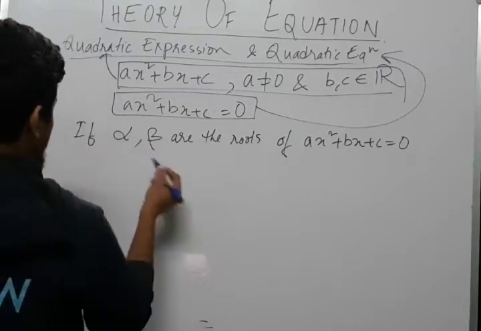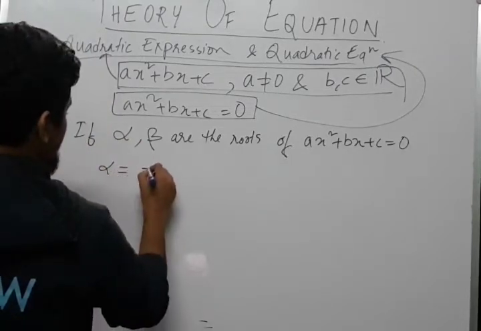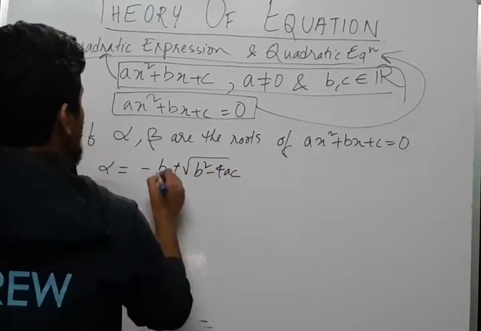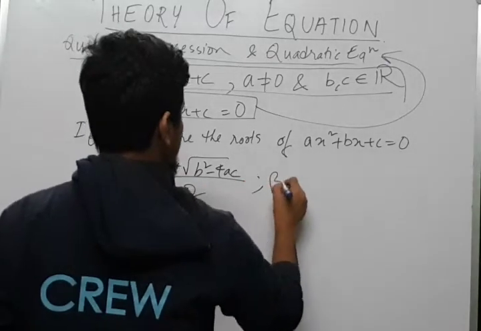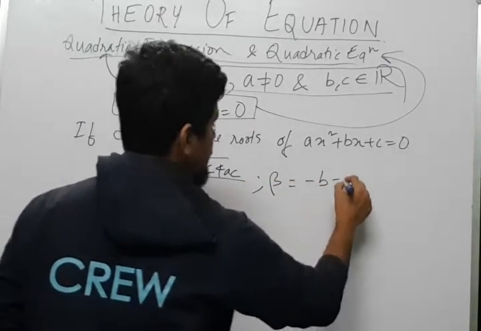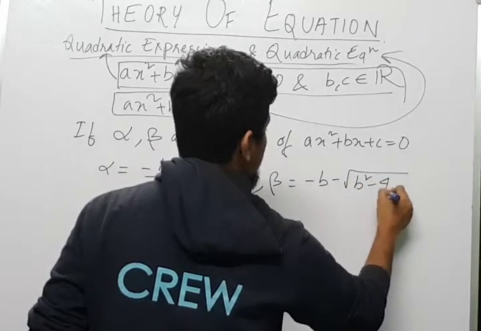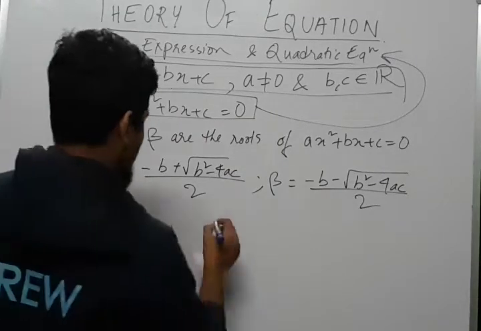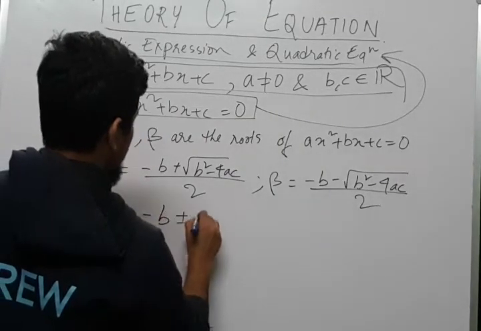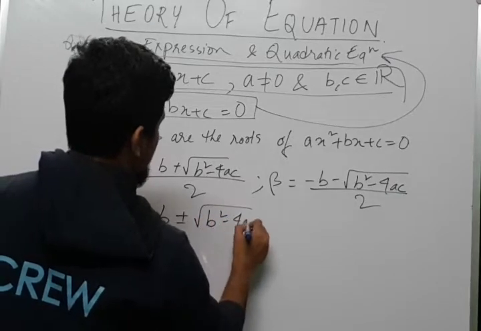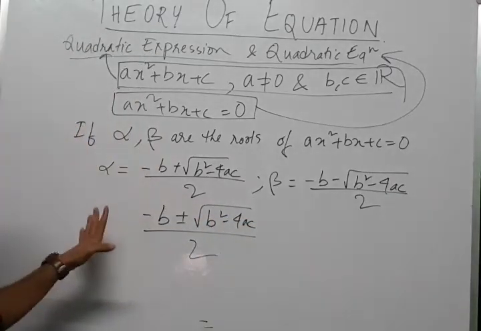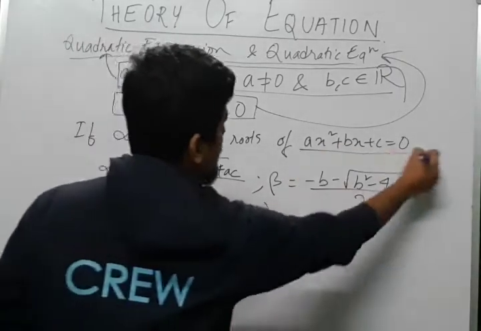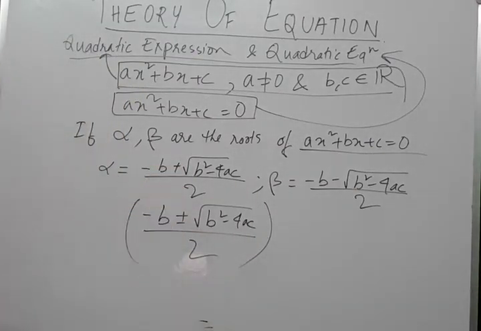That implies that alpha we can write as minus b plus root over b square minus 4ac, by 2, and we can write beta as minus b minus root over b square minus 4ac, by 2. So this is the format. Basically the roots are of the format minus b plus minus root over b square minus 4ac, by 2. These are the values of the roots that we get from this equation.